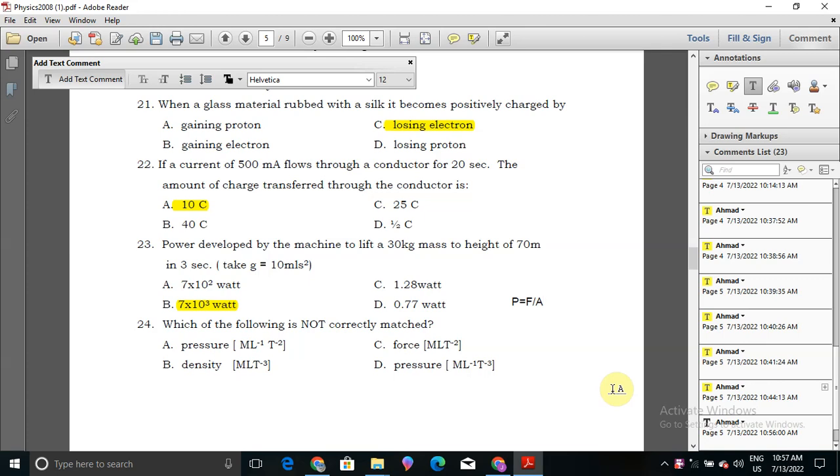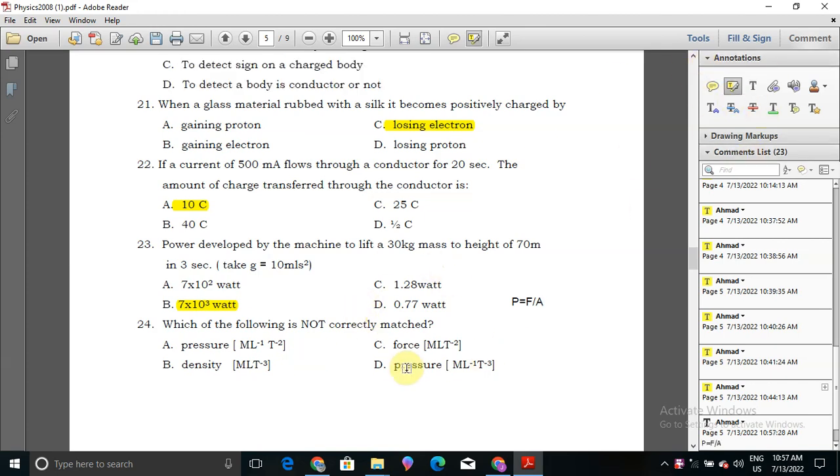So that means the choice which is not correct is choice D, which is pressure ML to the power of negative 1 times T to the power of negative 3. It's not correct. It should be T to the power of negative 2. So choice D is the answer, which is not correctly matched.